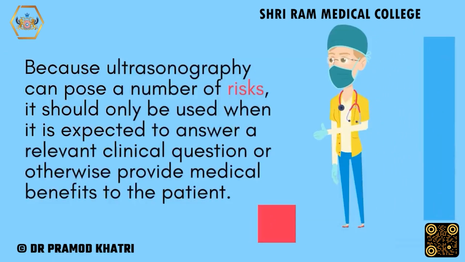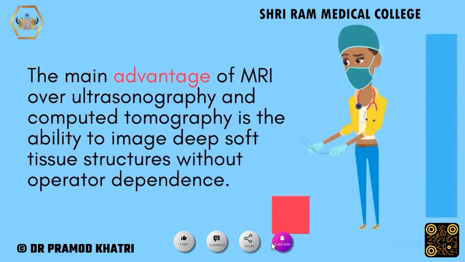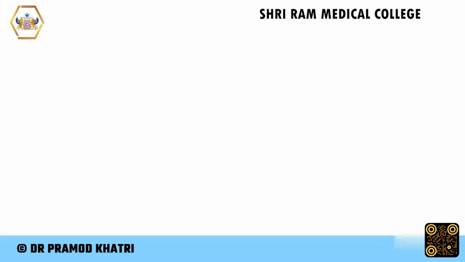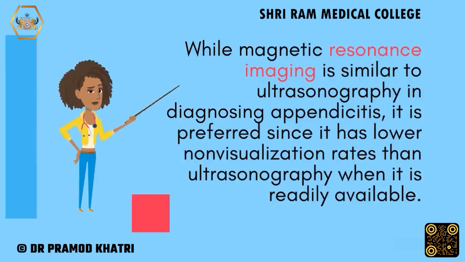Because ultrasonography can pose a number of risks, it should only be used when it is expected to answer a relevant clinical question or otherwise provide medical benefits to the patient. The main advantage of MRI over ultrasonography and computed tomography is the ability to image deep soft tissue structures without operator dependence. Pregnant women do not require any precautions or contraindications. While magnetic resonance imaging is similar to ultrasonography in diagnosing appendicitis, it is preferred since it has lower non-visualization rates than ultrasonography when it is readily available.